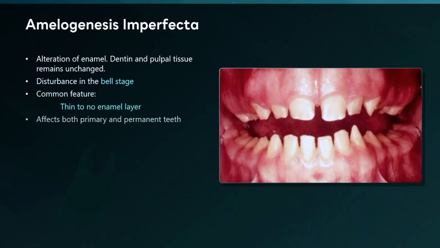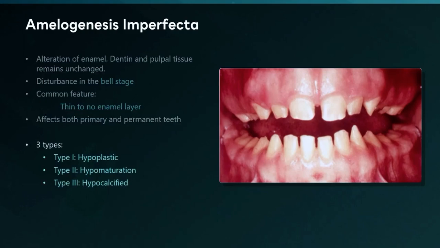It affects both the primary and permanent dentition and is divided into three different types: hypoplastic, hypocalcification, and hypomaturation. The first type is hypoplastic amelogenesis imperfecta. This occurs when there is a defect in the quantity of enamel. The enamel is very thin, but it is hard, and this is the most common type.